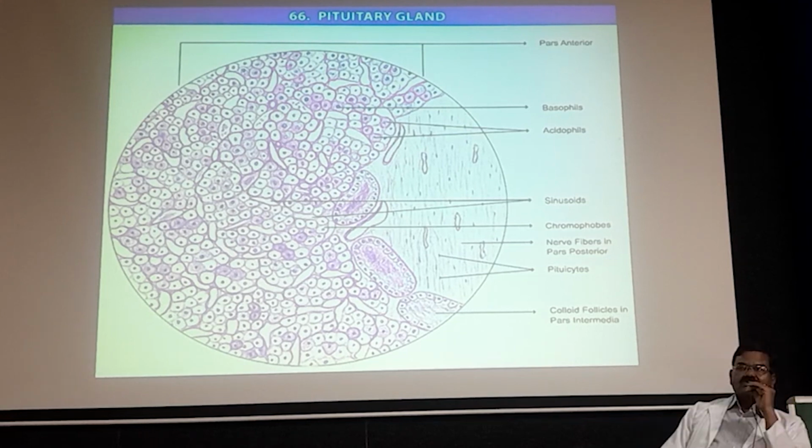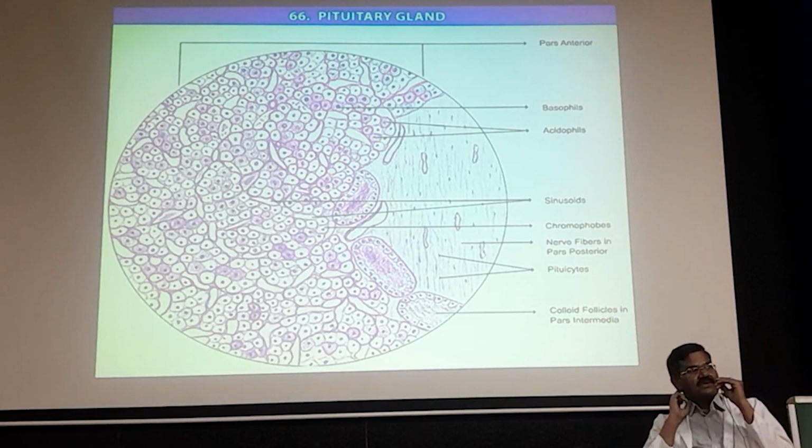Then the last classification of the glands: depending on the duct system, the glands can be classified like this. Exocrine glands, points in favor of exocrine glands. Here the secretions are poured by means of the duct system. Exocrine glands are those which pour their secretions by means of a duct system. Examples for this type of glands: parotid, sublingual, submandibular, etc. They possess the ducts.